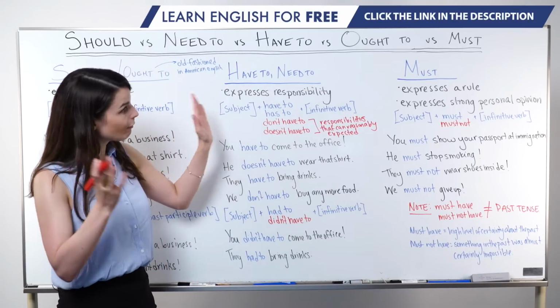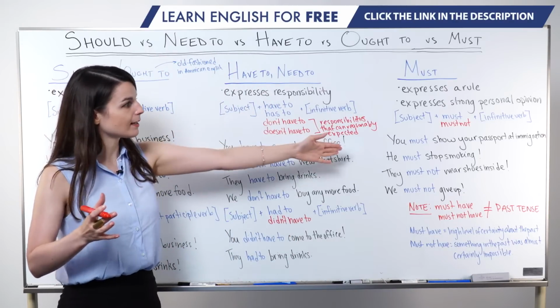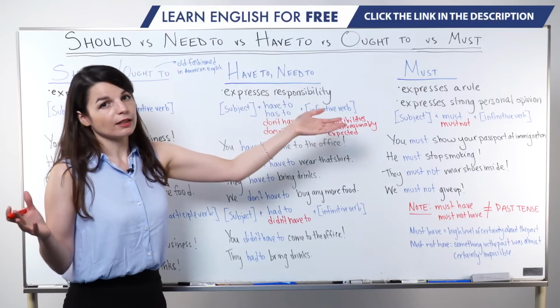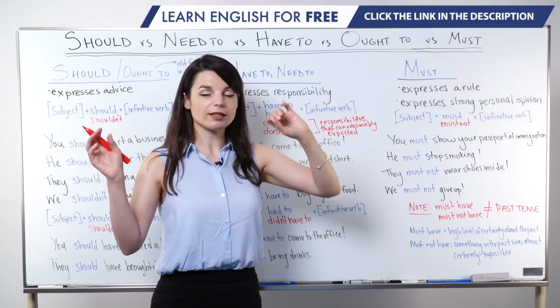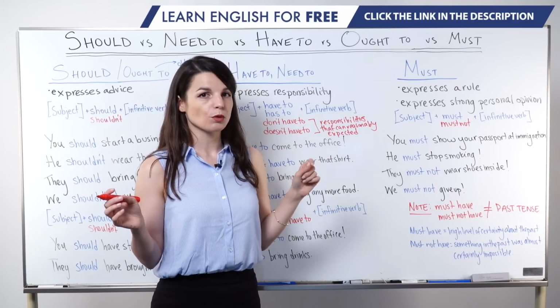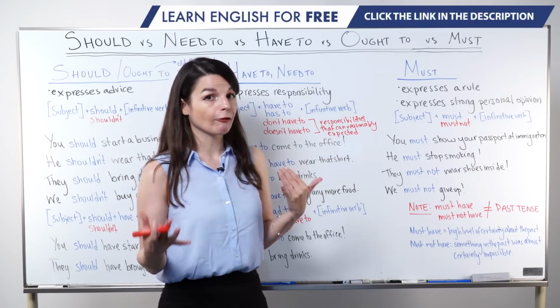Okay, so finally, let's look at must. We use must for two primary functions. First is to express a rule. So this is usually like an official rule.